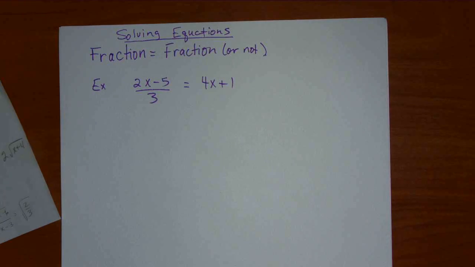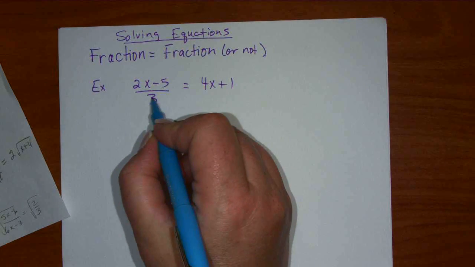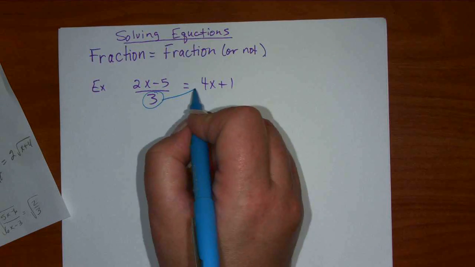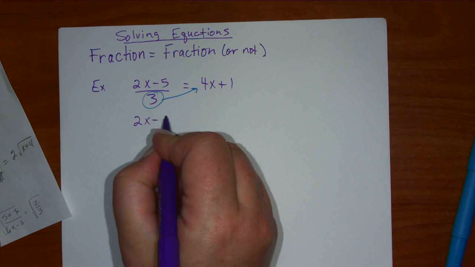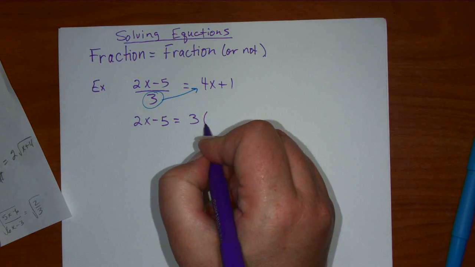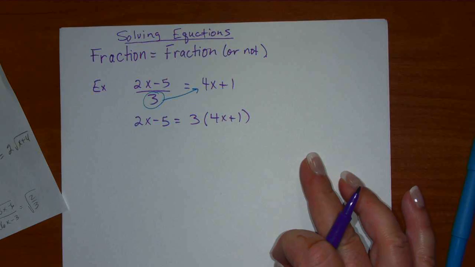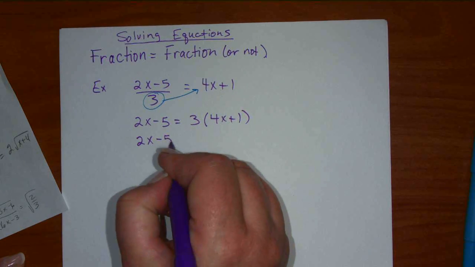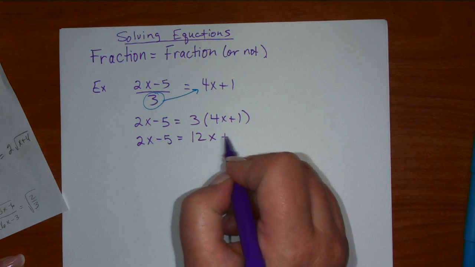All right, so how do we get rid of the fraction? Because that's what you do first. Cross multiply. The only thing on the bottom here is a 3, so that's going to multiply on top. So we will have 2x minus 5 equals 3 onto (4x plus 1). Make sure you put a bracket there. You want to multiply it by the whole side. So 2x minus 5 equals 3 times 4 is 12x, 3 times 1, 3.